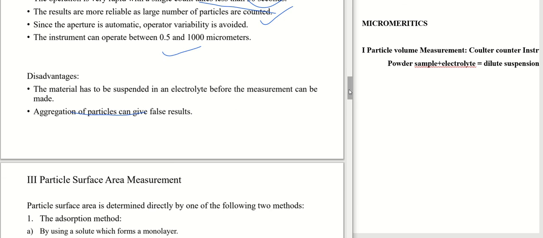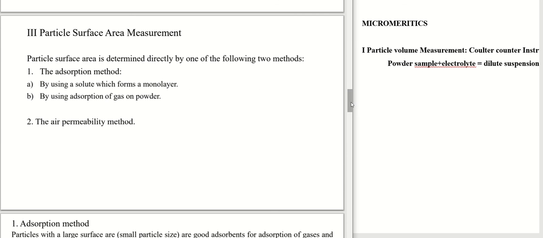Now, we will discuss particle surface area. How can we determine this particle surface area? That we will be discussing now.